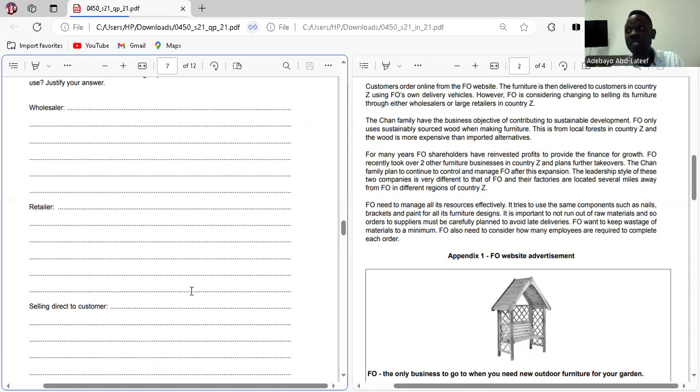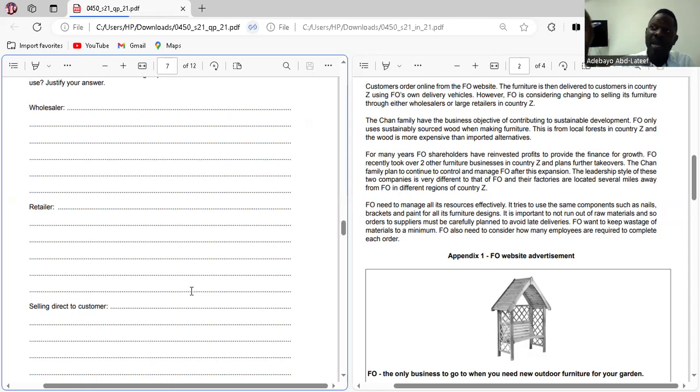FO can sell in large quantities to retailers. The first channel of distribution is producer, wholesaler, retailer, consumer. The second channel is producer, retailer, consumer. So if retailers are buying from producers, they buy in large quantities too. It only means that we don't have wholesalers. Do you get it?